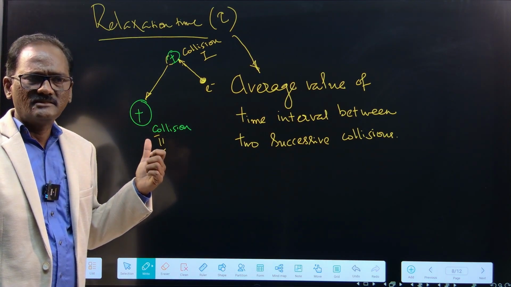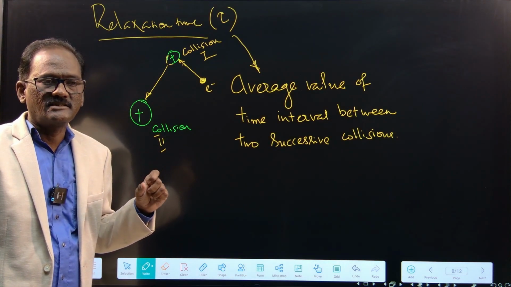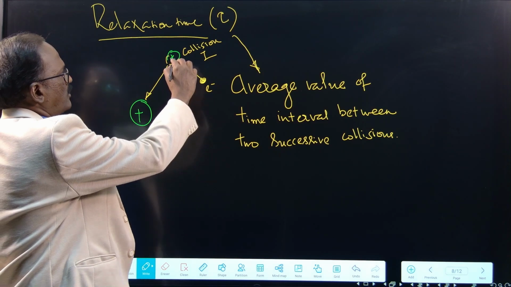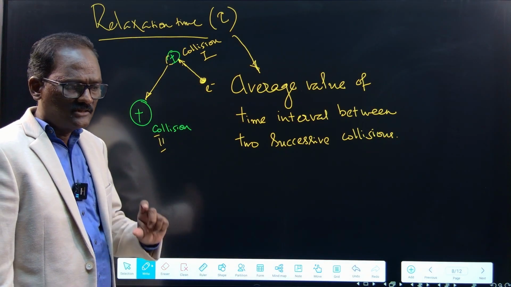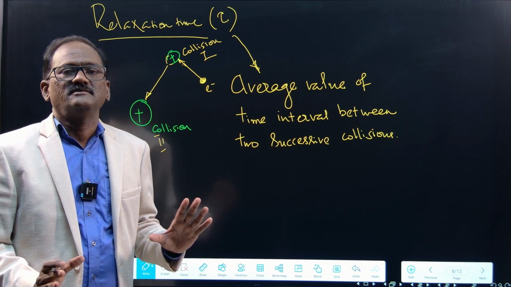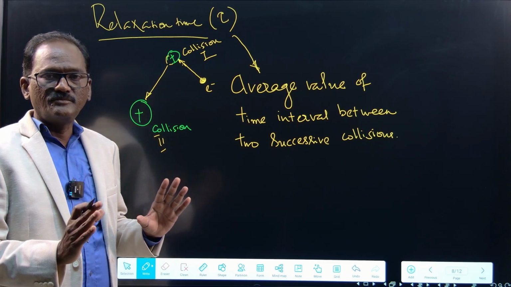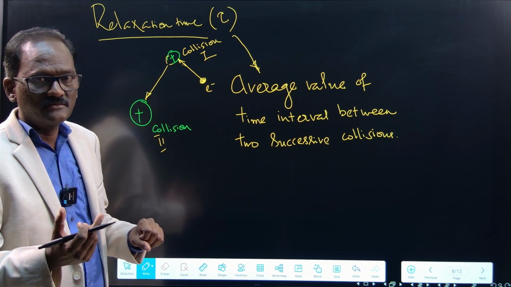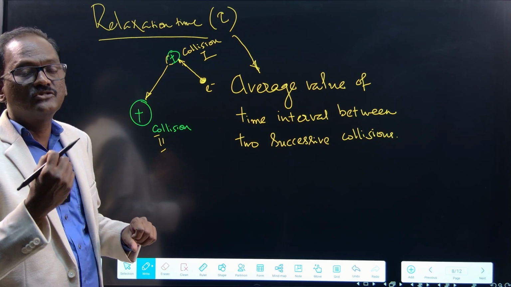Why is it called by the word relaxation? Because when it collides with the positive ion, its speed almost becomes zero. Relaxation. Its speed almost becomes zero. Then it rebounds. How is it rebounding? Due to the thermal energy.